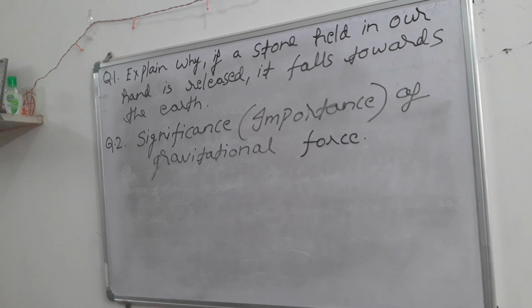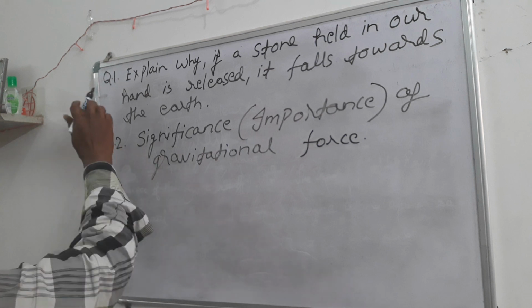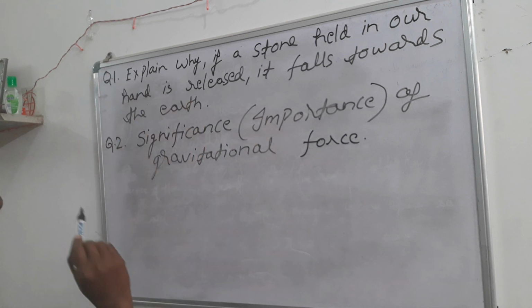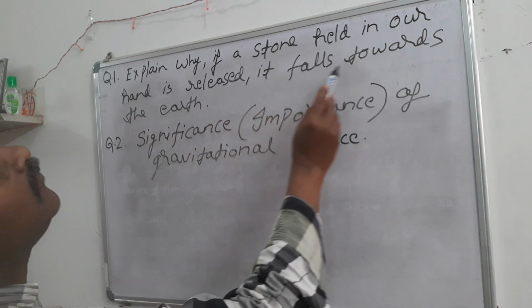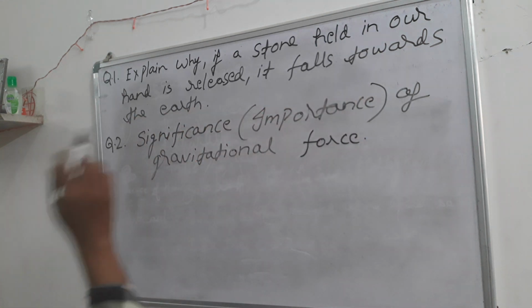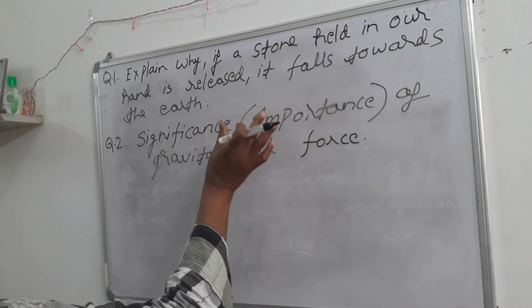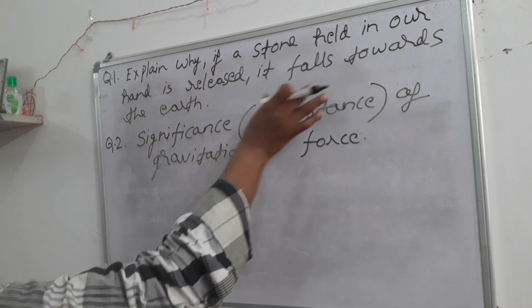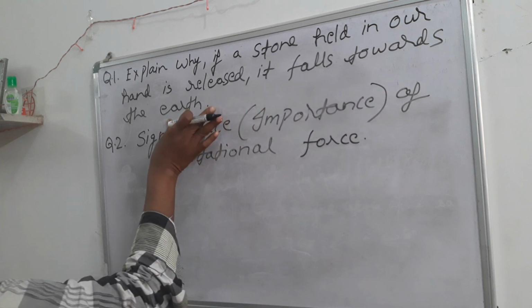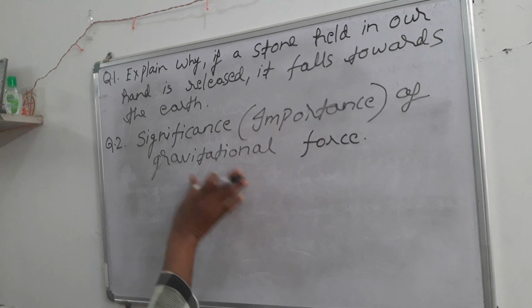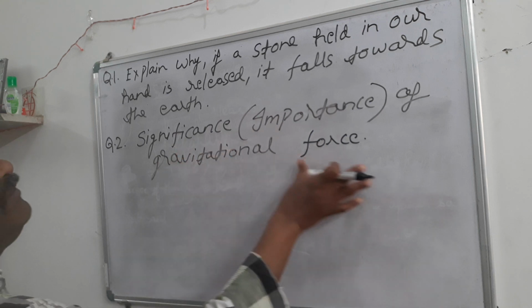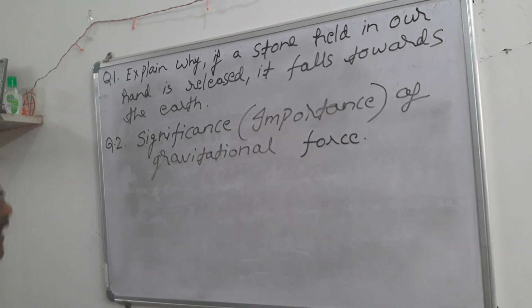Today we are going to explain two questions. Question number one: explain why if a stone held in our hand is released, then it falls towards the earth. Why does it happen that when we hold a stone in our hand and release it, it always falls towards the earth? This is the first question. The second question is what is the importance, what is the significance of gravitational force? So these two questions today we will deal with. Question number one.